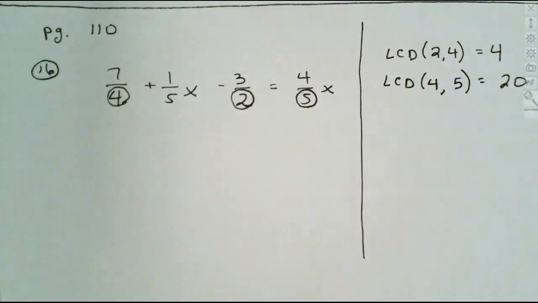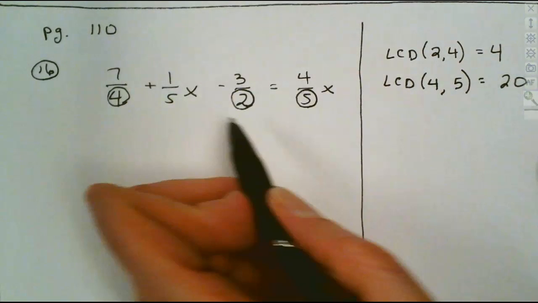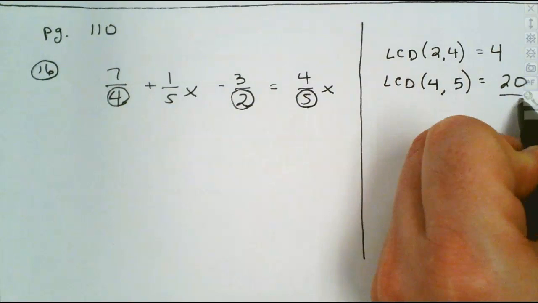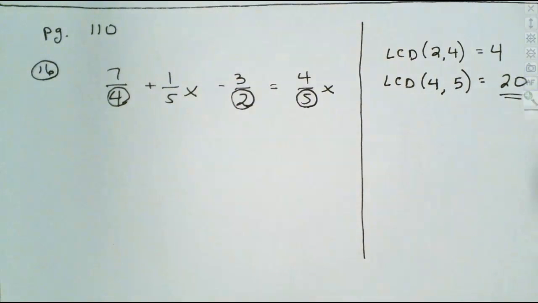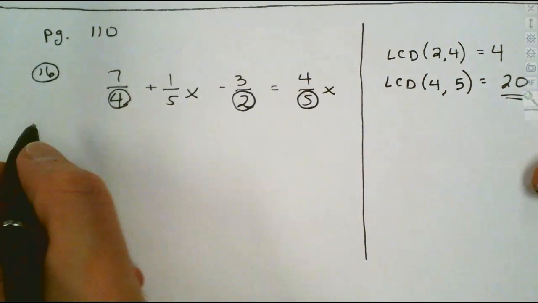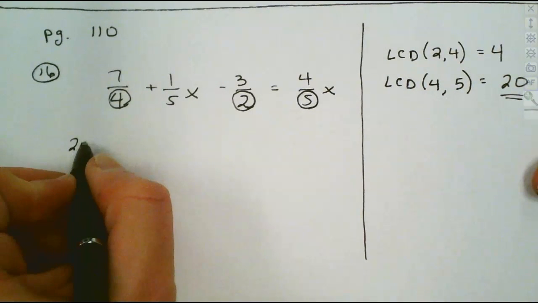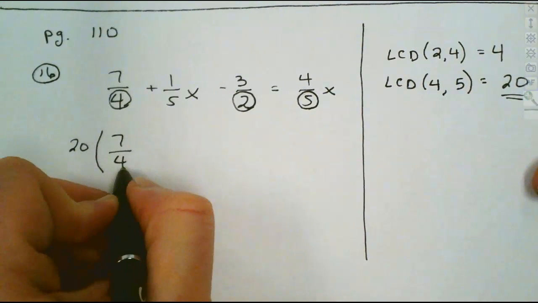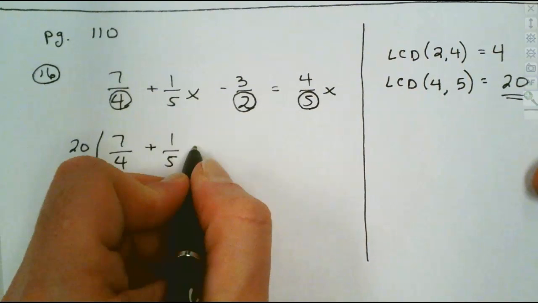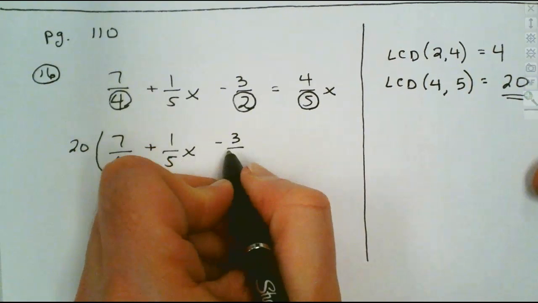How do we clear our fractions now? Well, what we do is we multiply our entire equation by 20. That's my least common denominator, and that's going to clear them out. Now, how does this work? Well, when we multiply that 20 through, we divide it by the number down below, multiply it by the number on the top. So we're going to go ahead and multiply this all by 20. And we'll go through it step by step so you can see how we clear these fractions.